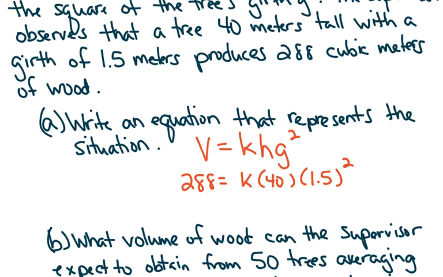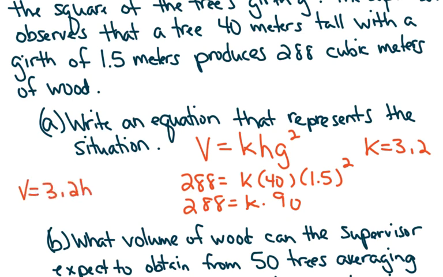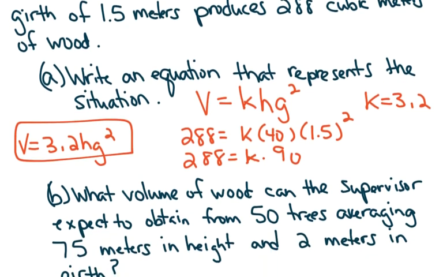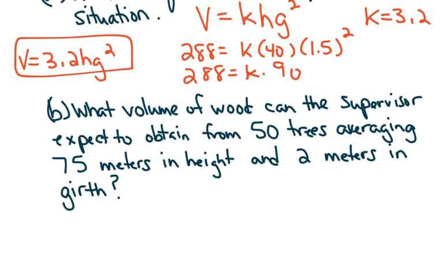So 40 times 1.5 squared is 90. And then when I divide 288 by 90, I get 3.2. I'll write it here. So the equation is V is equal to 3.2 Hg squared. Now we're going to use that equation to find the volume of wood that the supervisor expects to obtain from 50 trees averaging 75 meters in height and 2 meters in girth.